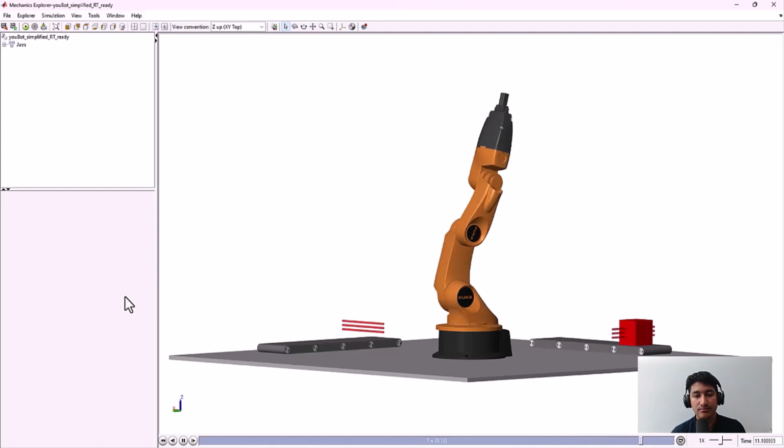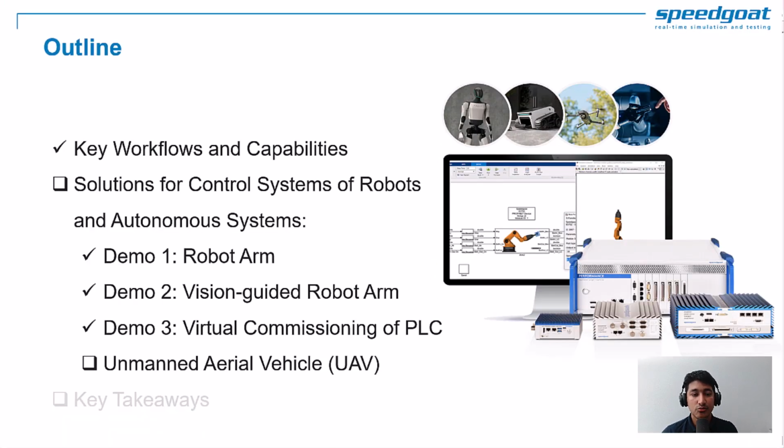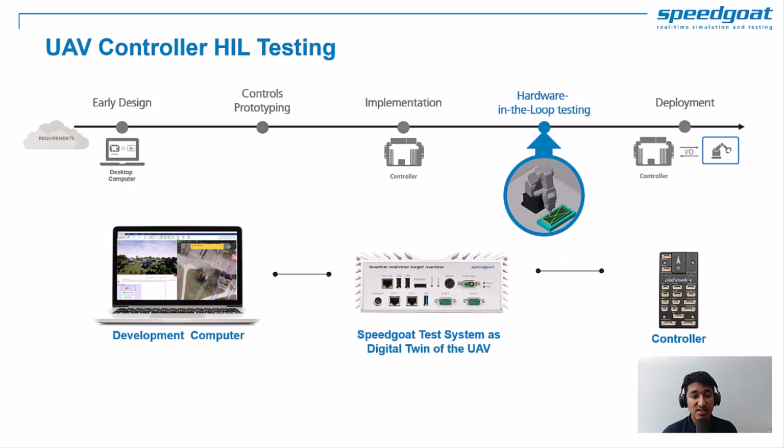It's time to move on to the last topic, unmanned aerial vehicles used for service applications such as delivery and logistics support. We will focus especially on testing the UAV controllers using hardware-in-the-loop testing. As you saw previously, the SpeedGoat MathWorks environment helps you to prototype and implement the controller of a vision-guided robot, and in this case, it will be the UAV.